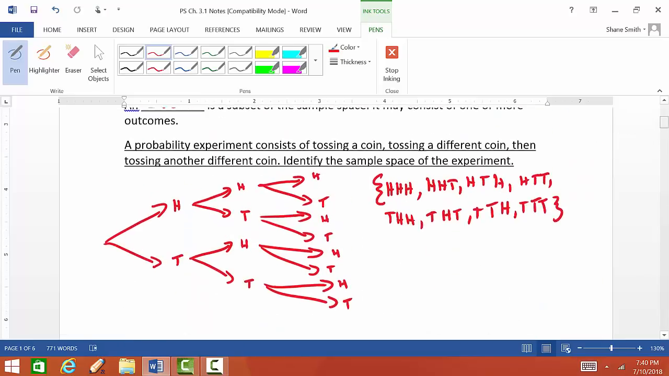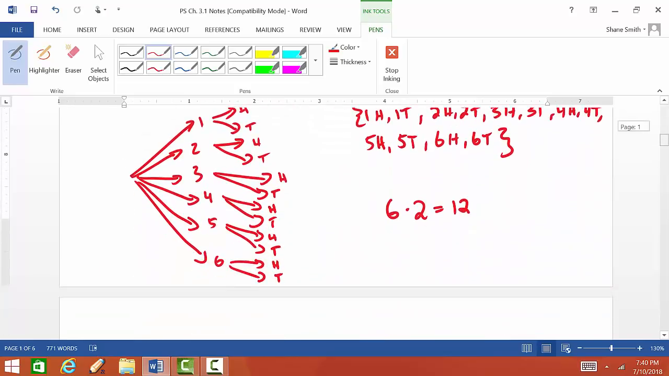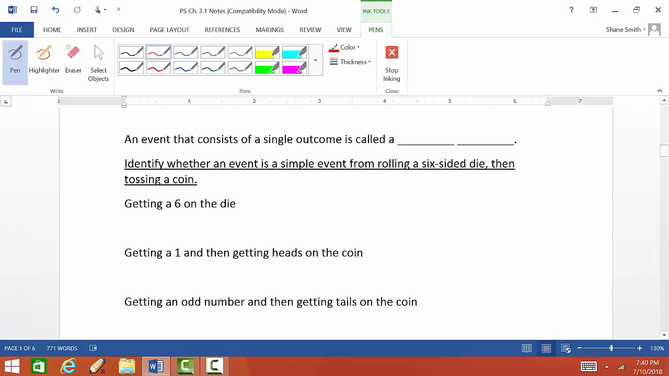You can do this too for this one. There's 2 ways to flip each coin, and I'm flipping a coin 3 times, so 2 times 2 times 2 is 8. And there were 8 total outcomes. So that's a nice little trick that might be helpful, and we'll do a few more examples of that in a little bit here. Before we do that though, let's talk about a simple event. An event is a simple event if it only consists of one outcome.